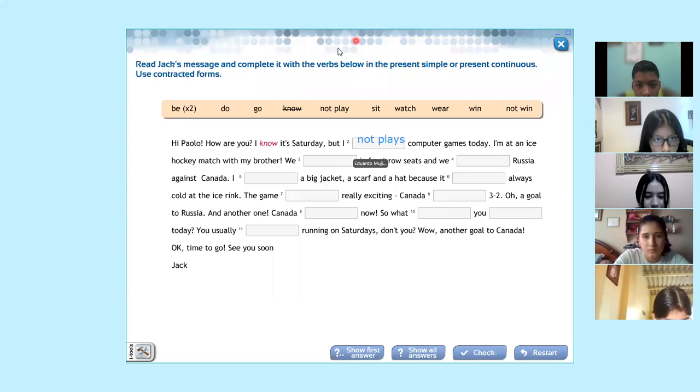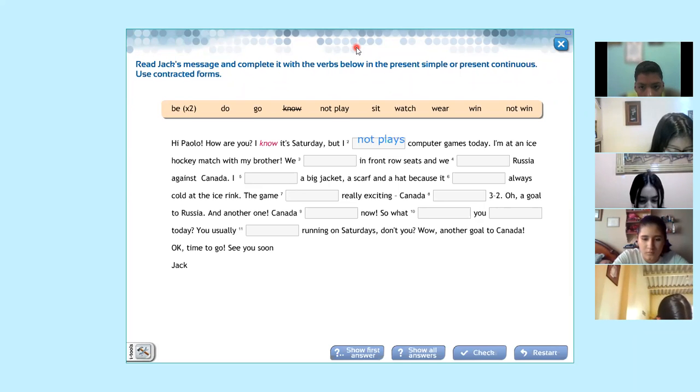Very good, Eduardo. Be careful not with "place" but with how you conjugate. Present simple, "don't play." Be careful with the verbs that you're using. Correct the error. Continue with the rest of the students. Quickly, let's do it.